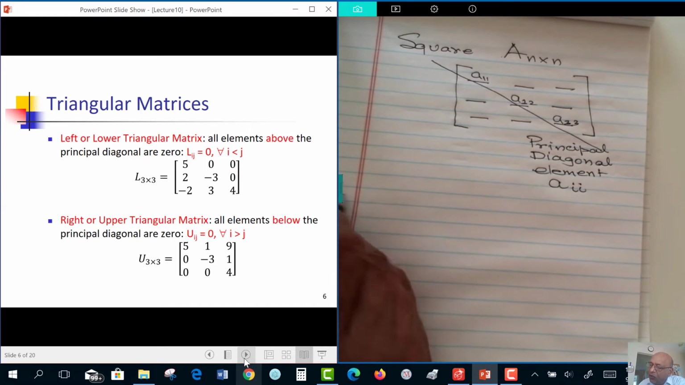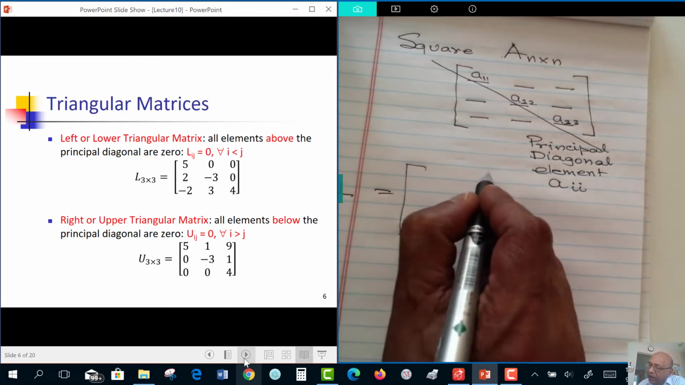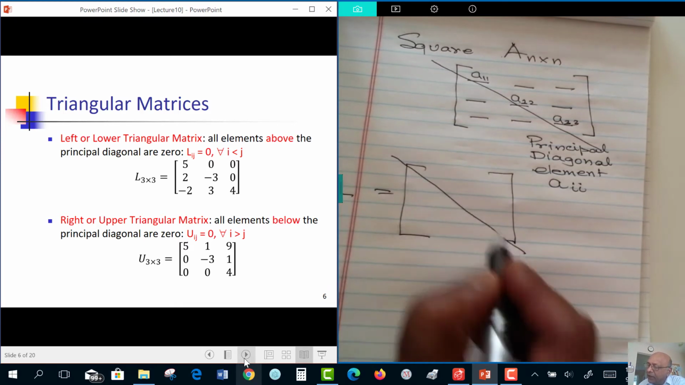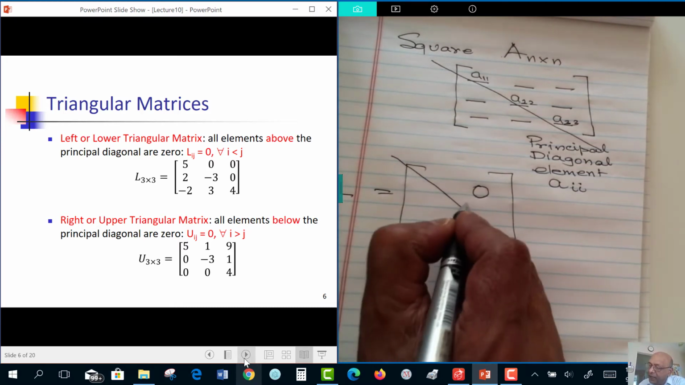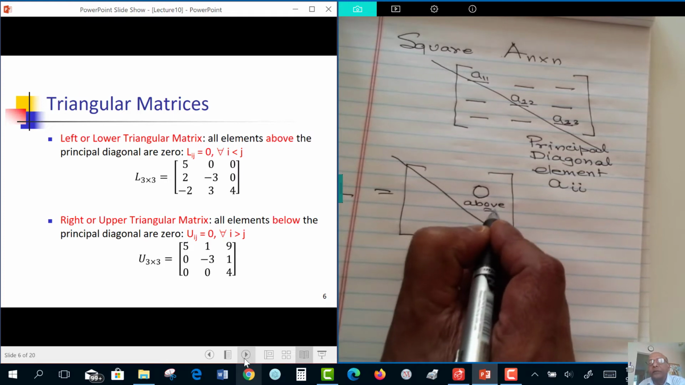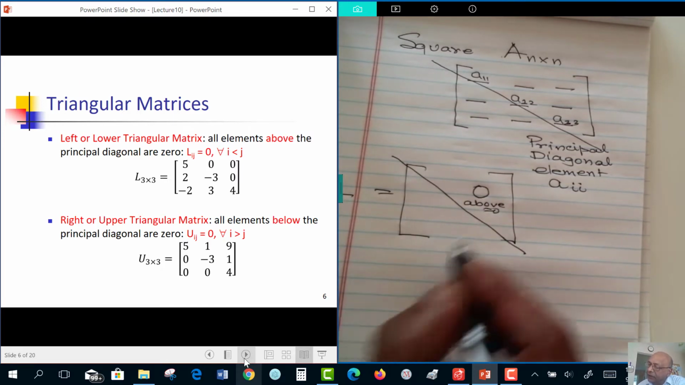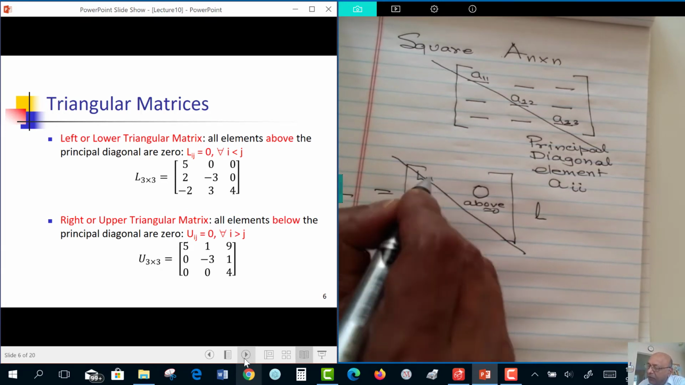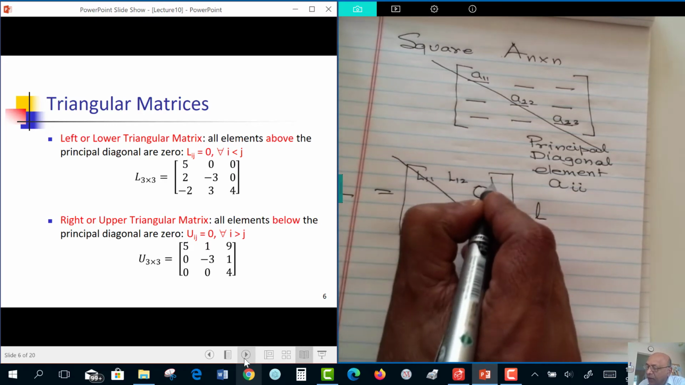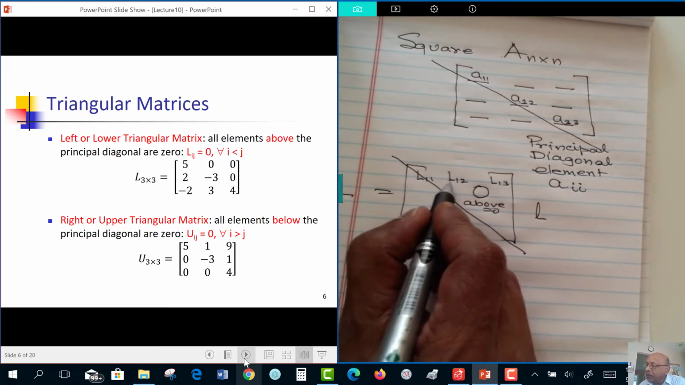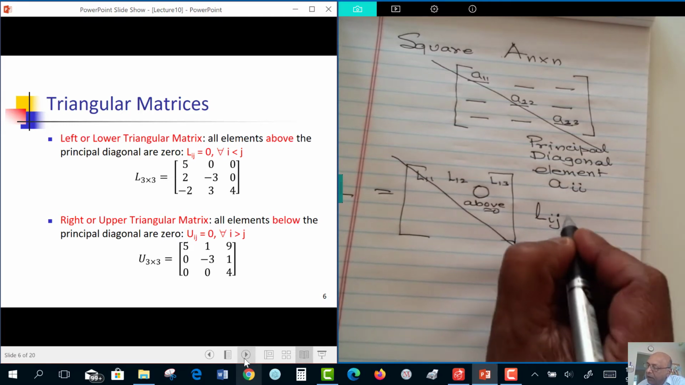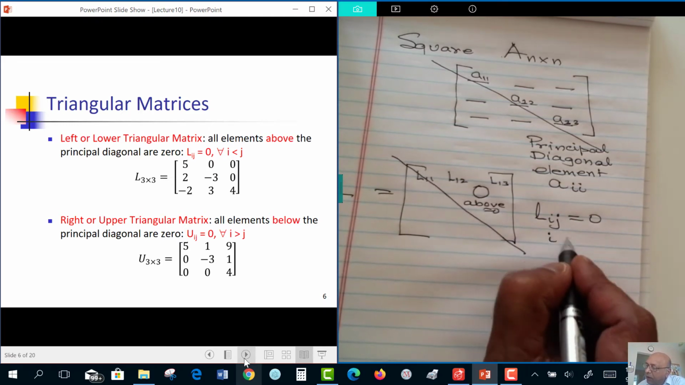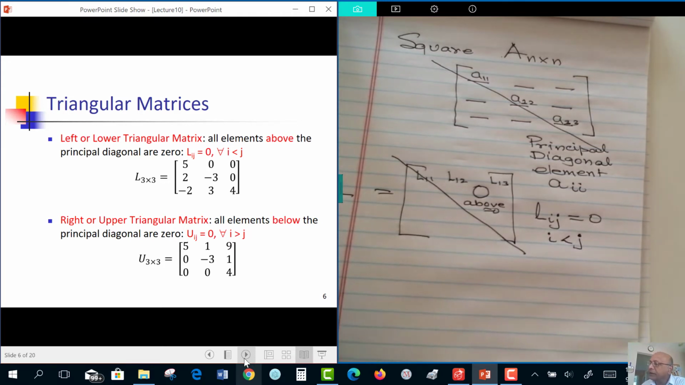So what we do is we say lower is, if we look at the principal diagonal, all elements above the diagonal are 0. So that's our matrix. Notice, if I take any element here, this is L11, this is L12, L13. Whenever the row number is lower than the column number, then that element has a value of 0.